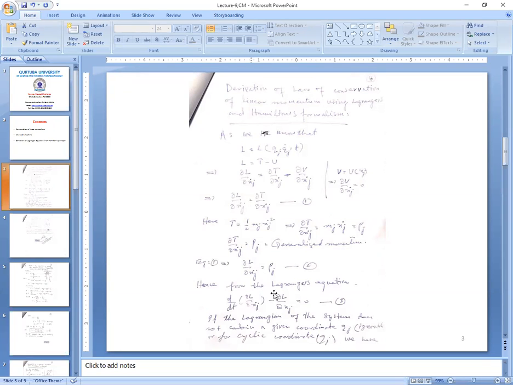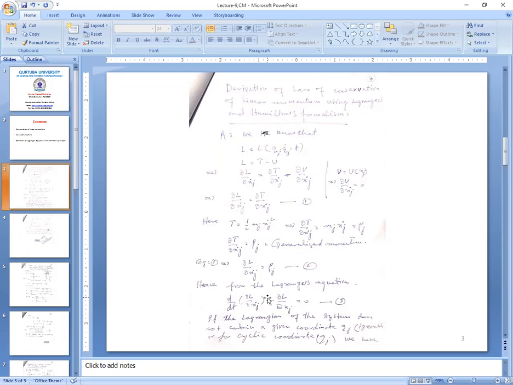Now, also from the Lagrangian equation of motion, d by dt of ∂L/∂x dot j minus ∂L/∂xj is equal to 0. So this is the famous Lagrangian equation of motion, where L is the Lagrangian function. Here we can put Pj for ∂L/∂x dot j.